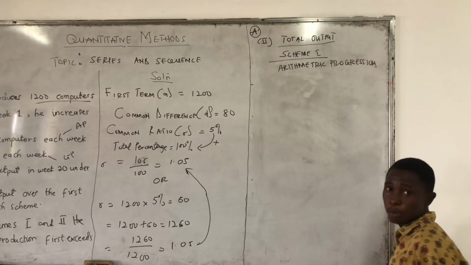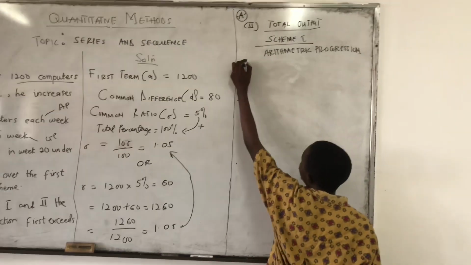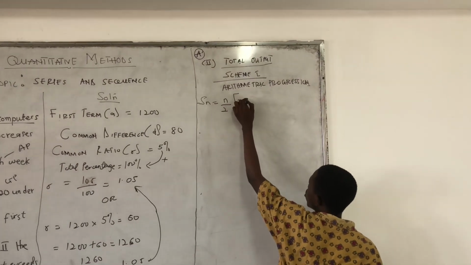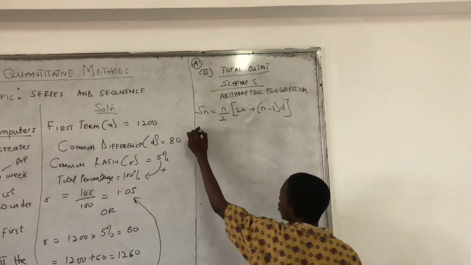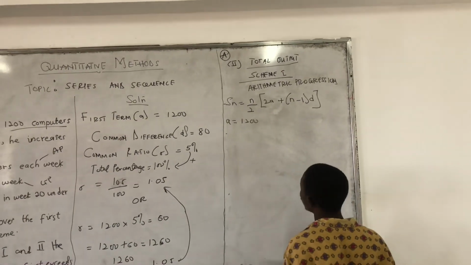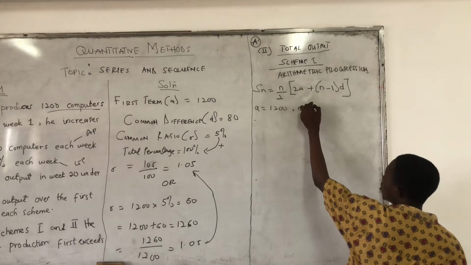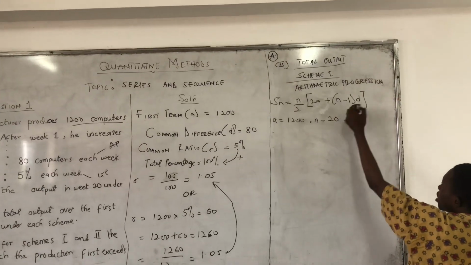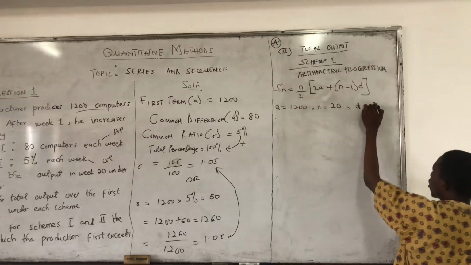To find the total output using the arithmetic progression for scheme 1, we have Sn is equal to n over 2 into bracket 2a plus bracket n minus 1 d. We have our d here. Now, a is our first term, given as 1200. N was given as what? 20. There is what? Common difference, not common ratio. Common difference 80.